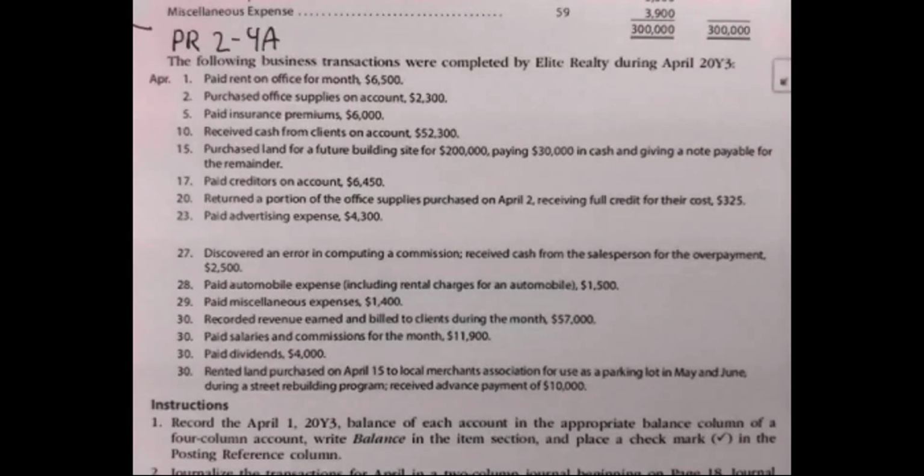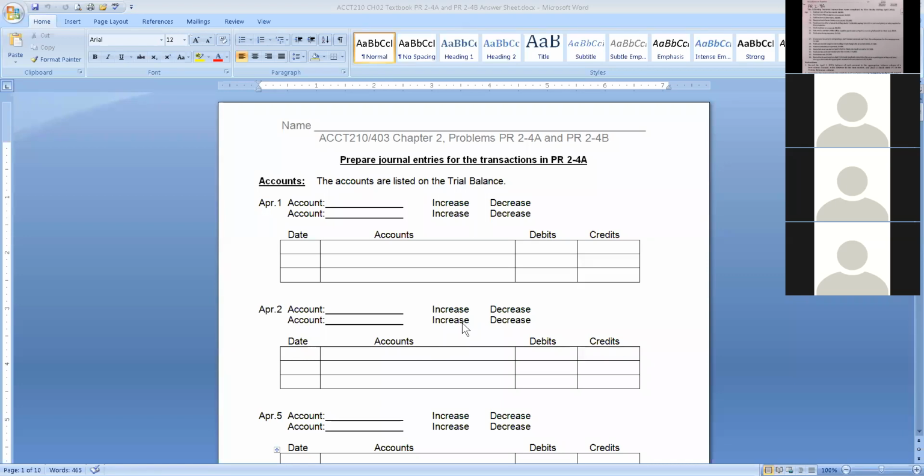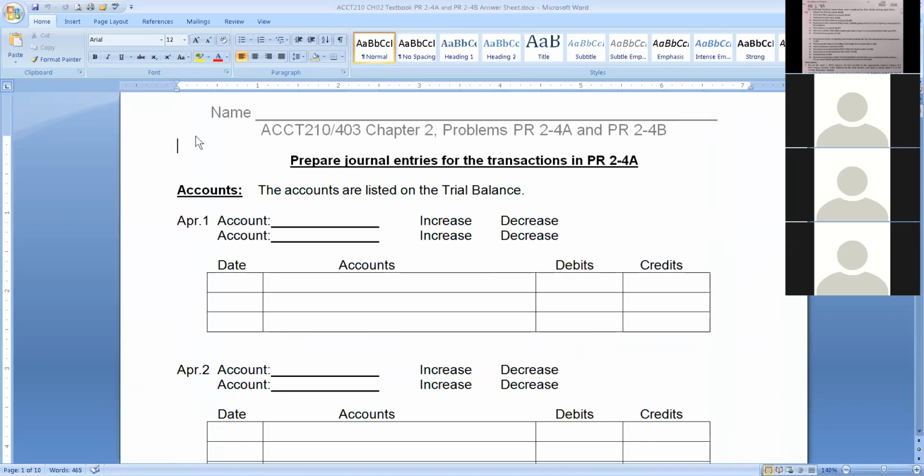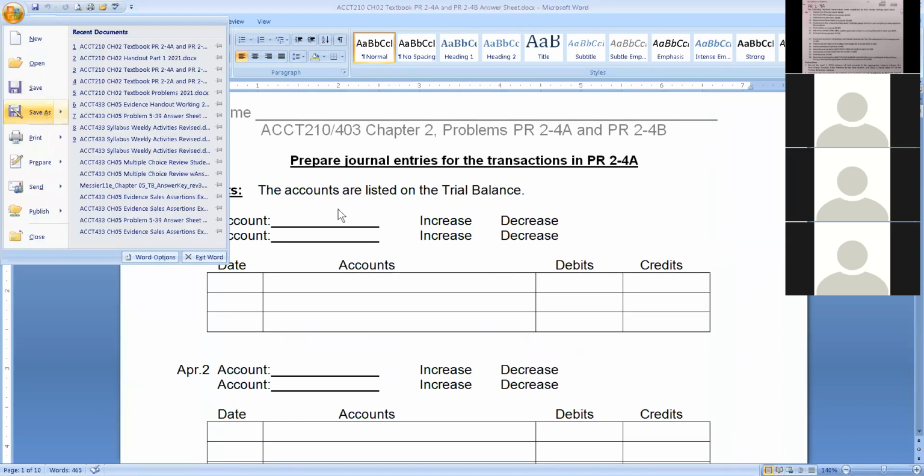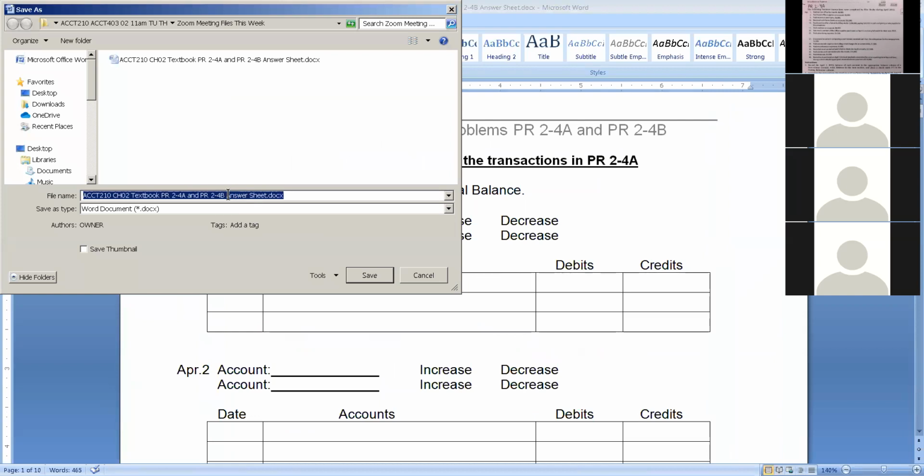Okay, I'm going to stop talking and, okay. Let me do something here. I'm going to save it as working.